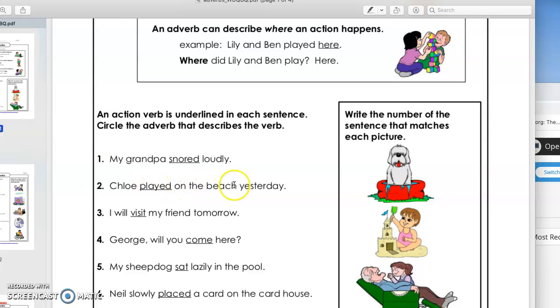Chloe played on the beach yesterday. When? Yesterday. I will visit my friend tomorrow. Visit is my verb. When will you visit your friend? Tomorrow. George, will you come here? Now this was up above in our example. Come is our verb. Where will you come? Here.